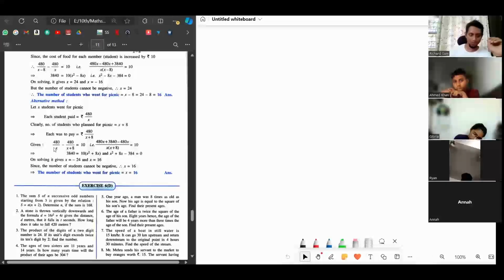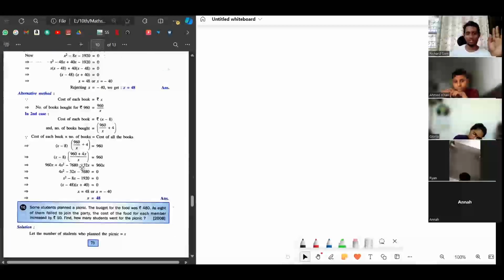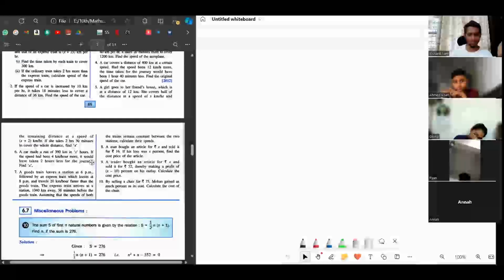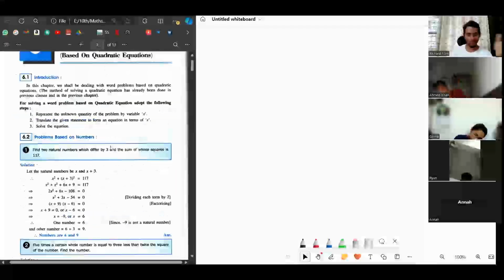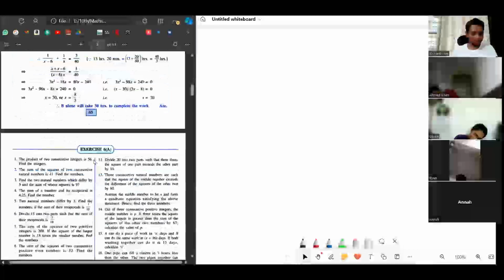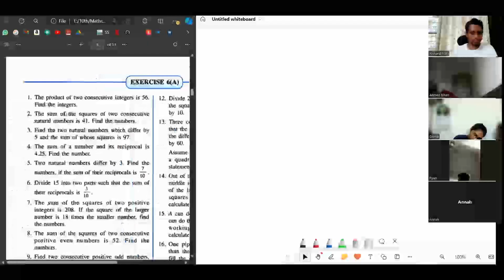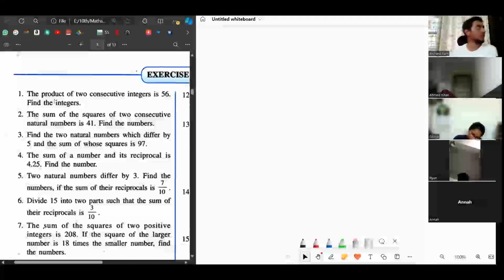Anyway, before doing all of that, we have to do the simple questions, that is the number problems and all that. So we'll begin with the number problems. Let's directly start with the question. First question: the product of two consecutive integers is 56. Find the integers. What's the meaning of consecutive integers?